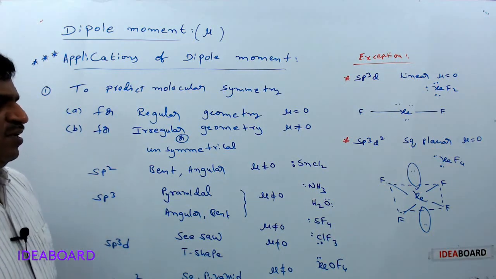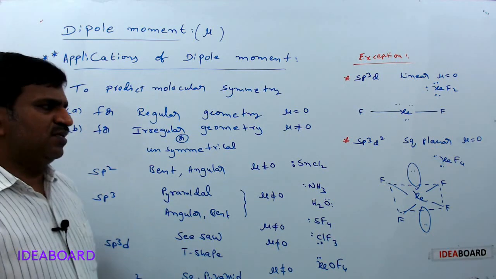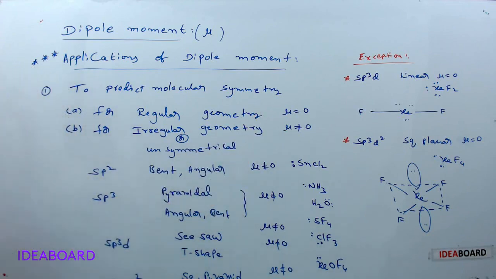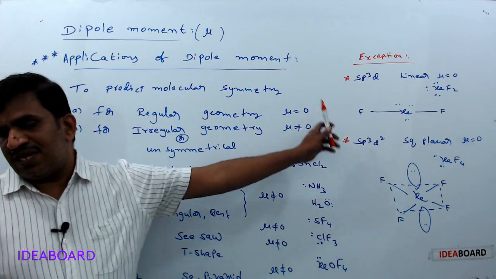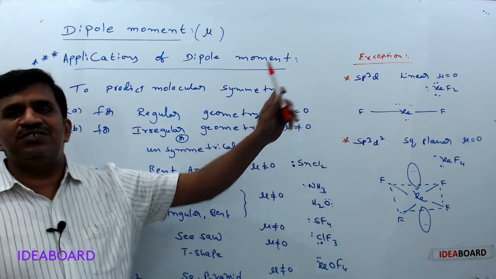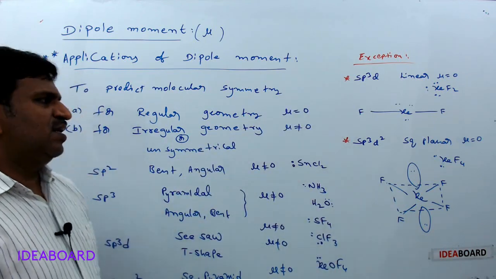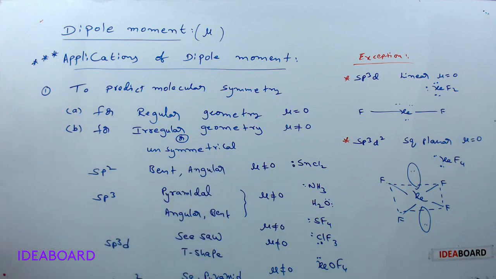And pentagonal planar shape also, that is a rare case. Okay, these two are very important. Even though they contain irregular geometry, not the usual hybridization geometry, they have zero dipole moment.